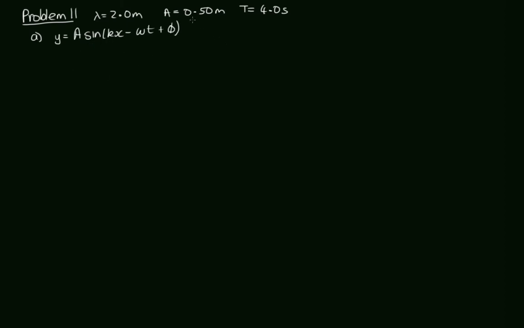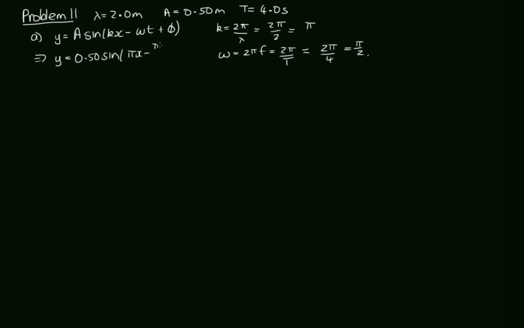Okay, so in this case, we know the amplitude. k is the wave number, 2 pi on lambda. So that's 2 pi on 2 in this case, which is equal to pi. Omega is the angular frequency, 2 pi f, which is 2 pi on the period, because the period is the inverse of the frequency. So that's 2 pi on 4, or pi on 2. So in our case, y is equal to 0.50 sine(pi x minus pi on 2 t plus phi) meters.